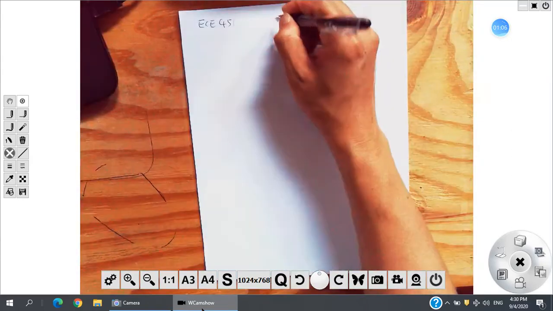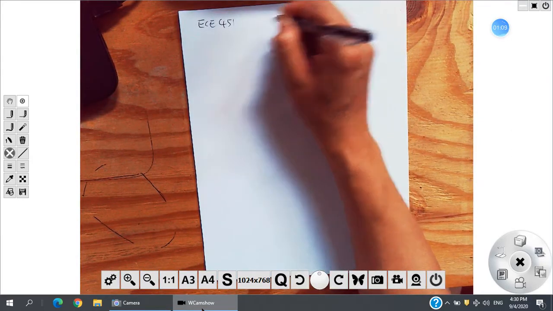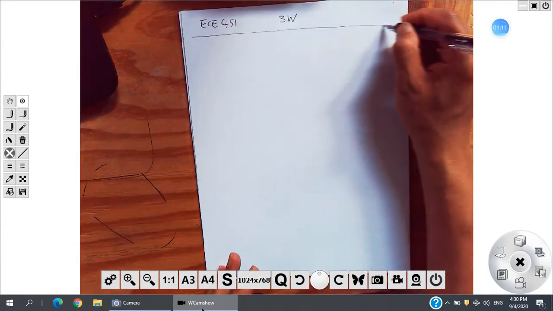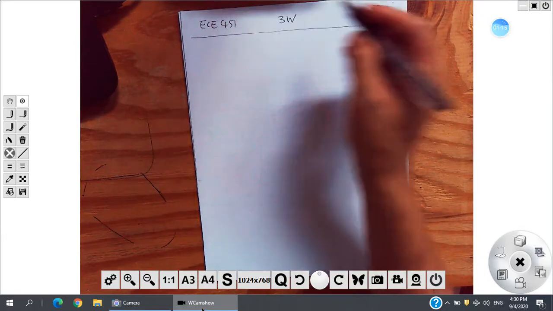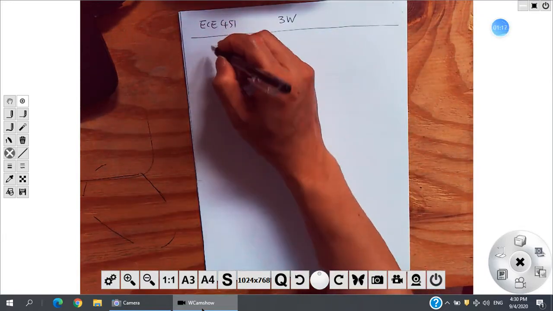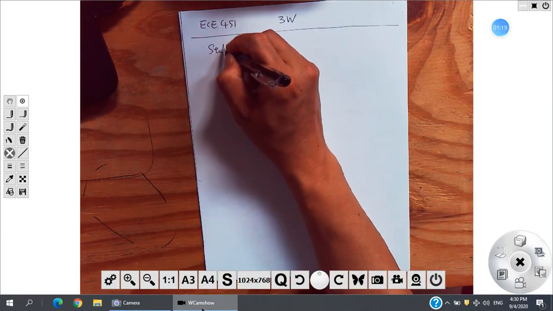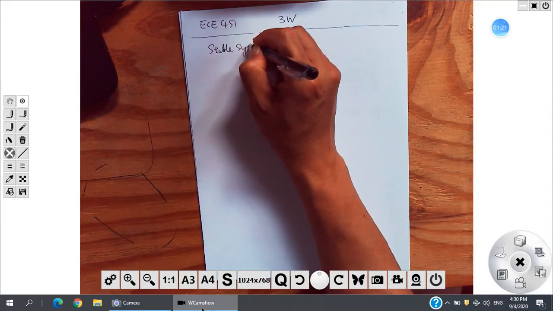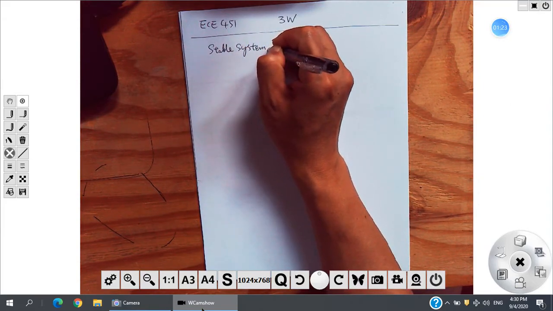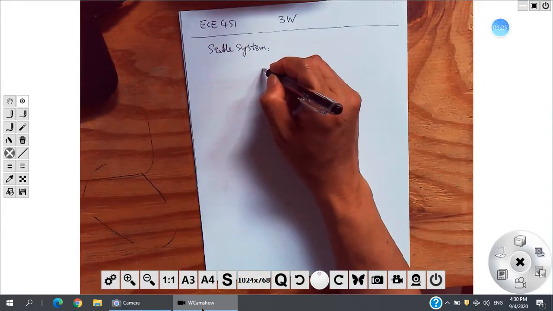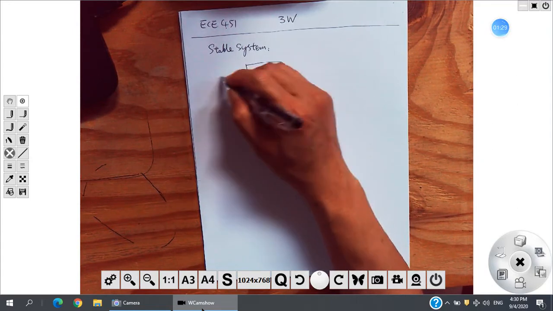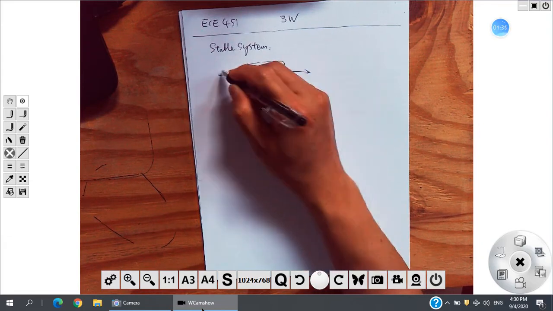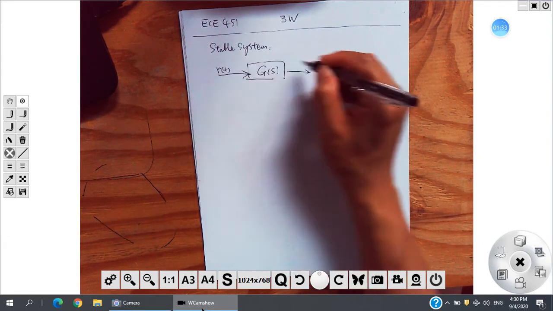ECE451. This is the 3rd week and Wednesday, actually the only class on the 3rd week. And today we will consider the system, whether the system is stable or not. We consider stable system. Suppose G of s is the transfer function. This is r of t. This is y of t.